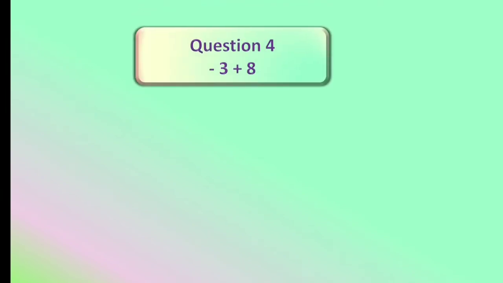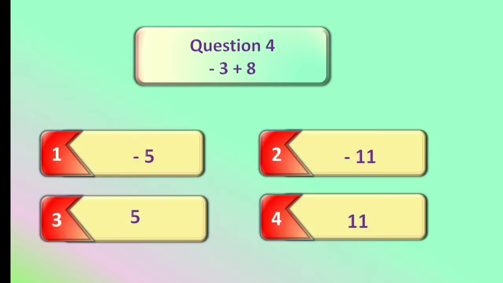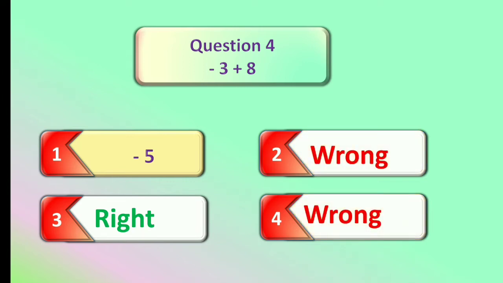Question 4. Minus 3 plus 8. Choose the correct answer. Option 3 is correct. Answer should be 5. Why? Let's understand. First, we need to put sign of greater term. 8 is greater, so answer should be positive. As both numbers have different sign, so we need to subtract. After subtracting, answer should be 5.